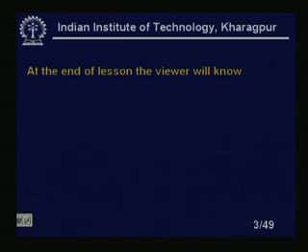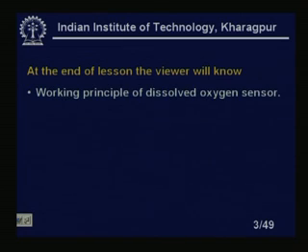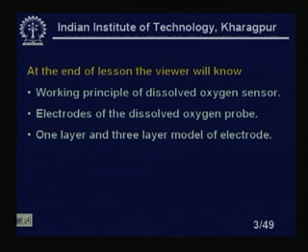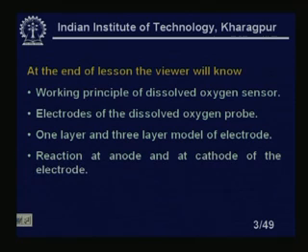At the end of the lesson, the viewer will know the working principles of the dissolved oxygen sensor, and the electrodes of the dissolved oxygen probe, what the different electrodes are, the one layer and three layer models. You will find that there are two types of model available. One is called the one layer model of the dissolved oxygen sensor, and the other the three layer model. Then we will discuss the reactions at the anode and at the cathode of the electrode. There are chemical reactions which actually occur at both anode and cathode. This also will be discussed in detail. Clear?